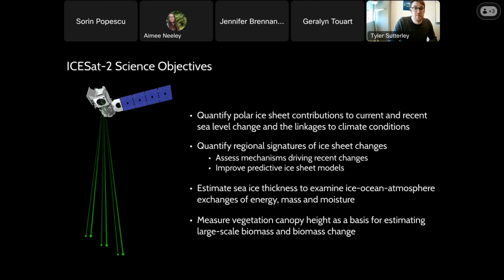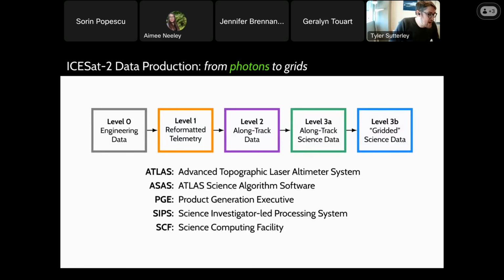And ICESat-2 has been up for over 6 years. It was launched in October of 2018. And in that time, we have developed a number of different products, as Soren showed in a product map. This is the same thing, but very simplified.